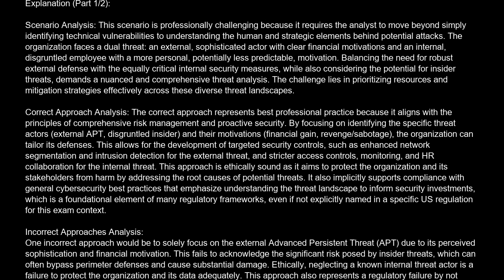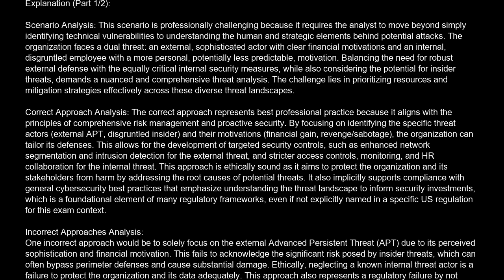Explanation. Scenario analysis. This scenario is professionally challenging because it requires the analyst to move beyond simply identifying technical vulnerabilities to understanding the human and strategic elements behind potential attacks. The organization faces a dual threat: an external sophisticated actor with clear financial motivations, and an internal disgruntled employee with a more personal, potentially less predictable, motivation.